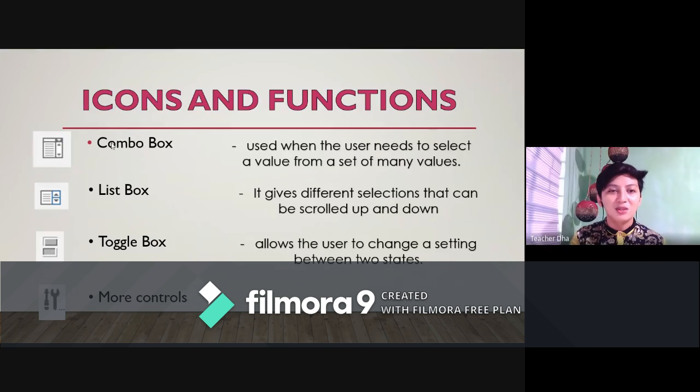And then we have this one, the combo box. Use when the user needs to select a value from a set of many values. So combo box and list box are kind of the same. It's like you have a lot of values and you want to select something. Okay, it's almost the same. The list box gives different selections that can be scrolled up and down.